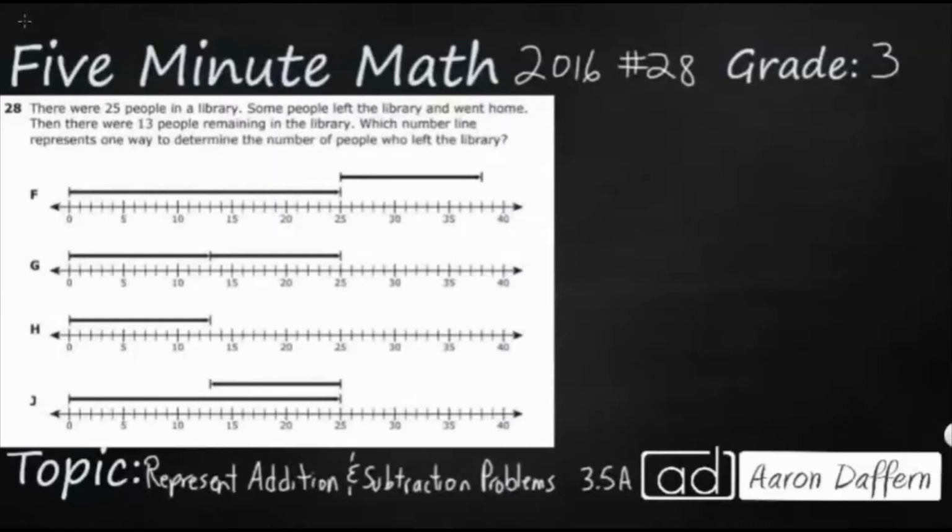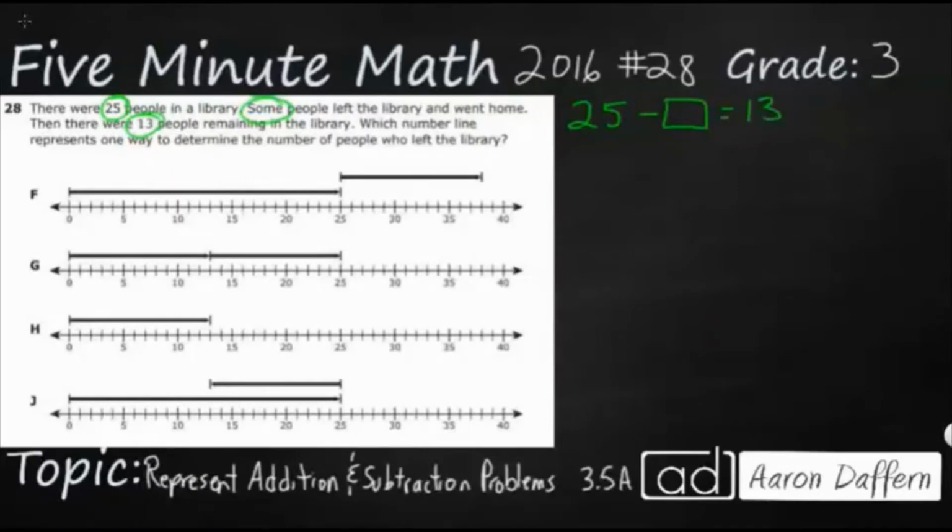So there were 25 people in the library. Some left, some people went away, and now there's 13 people left. But how do we represent that? Well, let's see what we have. We've got 25 people. Some went away. We don't know how many that is. And that leaves us with 13.